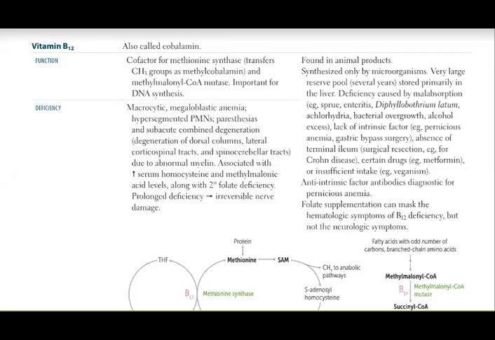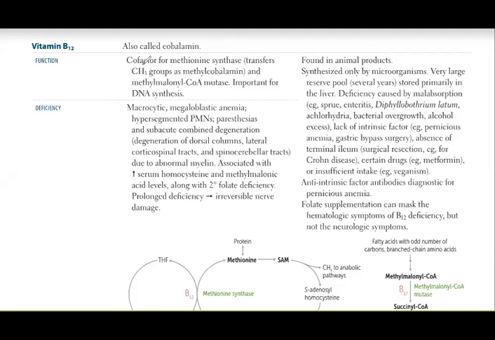Okay, now we are up to vitamin B12. We call it cobalamin, which is also cyanocobalamin. You can call it cyanocobalamin, or you can call it cobalamin. So you have to remember the names of the vitamins, all the names of the vitamins, not only this one but all of them.